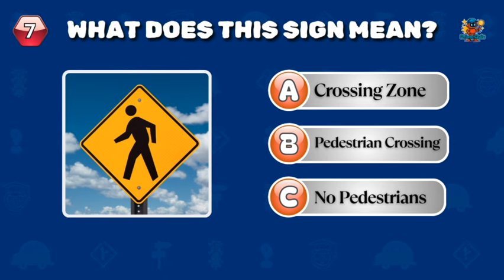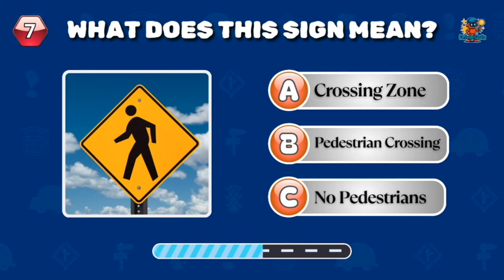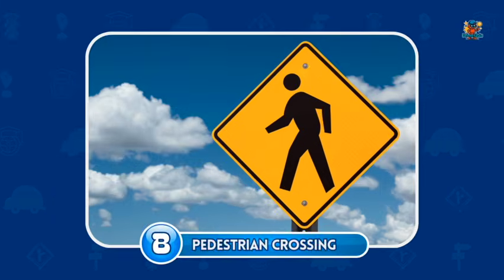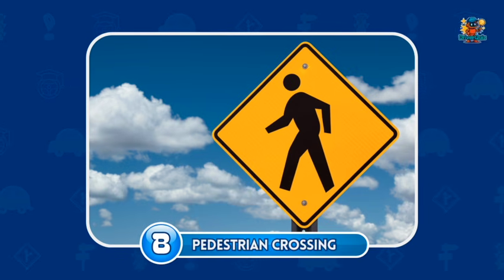Question 7. A. Crossing zone. B. Pedestrian crossing. C. No pedestrians. Pedestrian crossing. Yield to pedestrians at the crosswalk. Be prepared to stop.